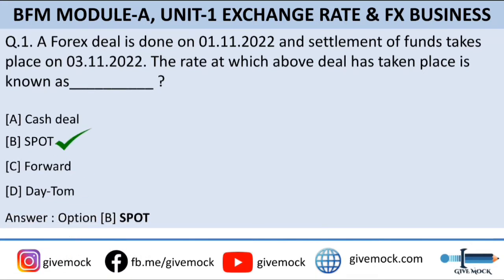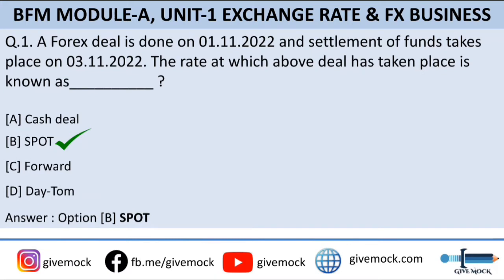If the settlement of the fund takes place on the same day, then that is called cash deal or ready deal. Suppose the date of the cash deal is 1st of November 2022, then the settlement date will also be the 1st of November. So it happens on the same day. And if the settlement of fund takes place on the next working day of the date of deal, then that is called TOM deal. And if the delivery of the fund takes place on any day after the spot date, that is called forward. So इसको दिमाग में रखिएगा.